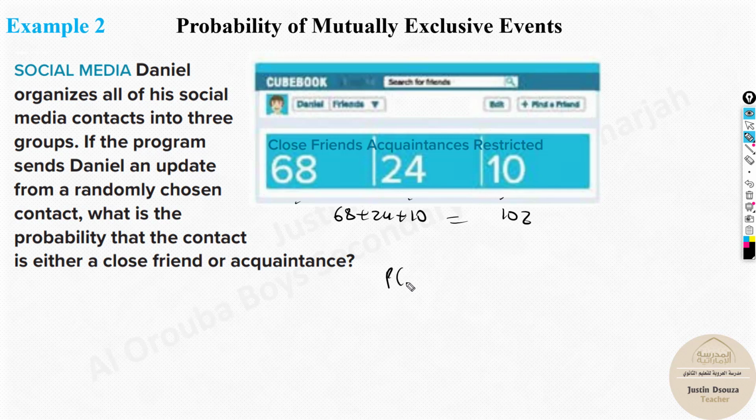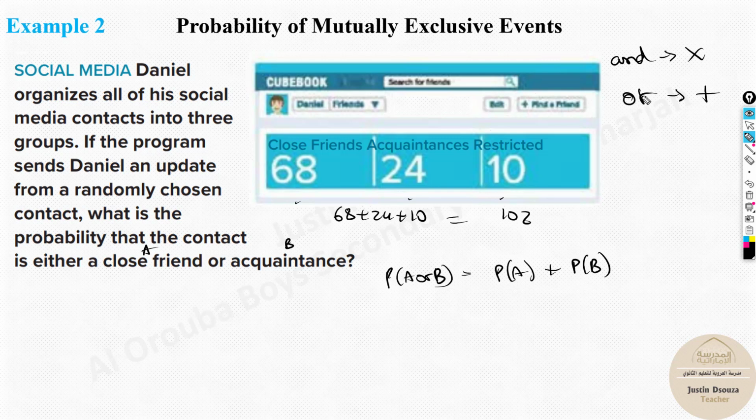So the probability of A or B, because they want close friend or acquaintance. A, let it be close friend. B, let it be acquaintance, would be probability of A plus probability of B. In the last lesson, we did the multiplication rule. That was AND. We generally consider AND for multiplication, and OR for add and subtract.